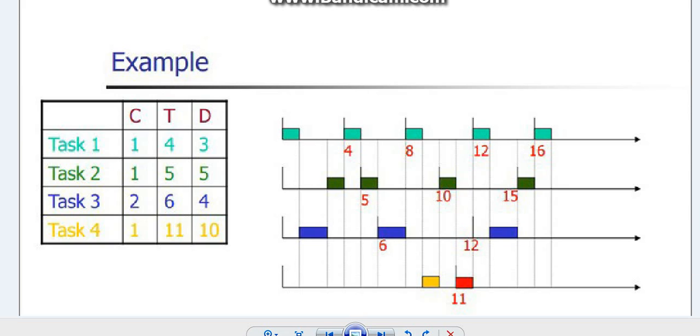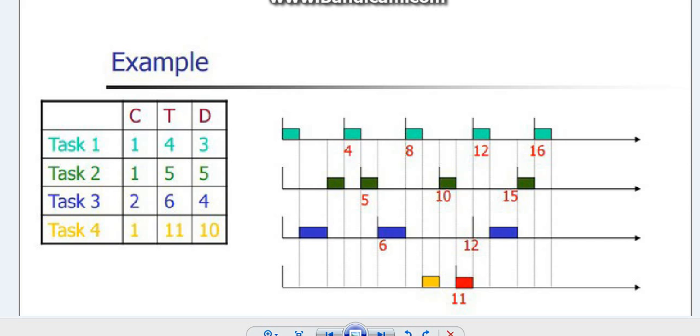So we can see that at t equals 4, task 2 is completed, and task 3 has also completed. So the operating system has two choices between task 4 and task 1, and then it will preempt task 4, and task 1 is executed. Task 1 completes, then again comes task 2, and hence the cycle goes on with DM.